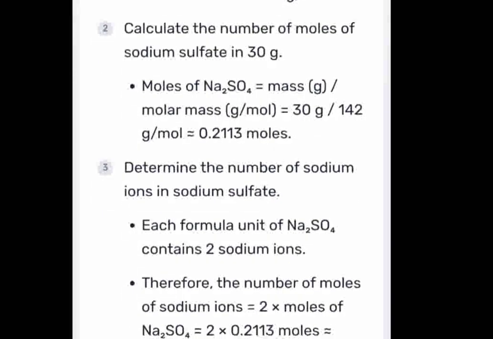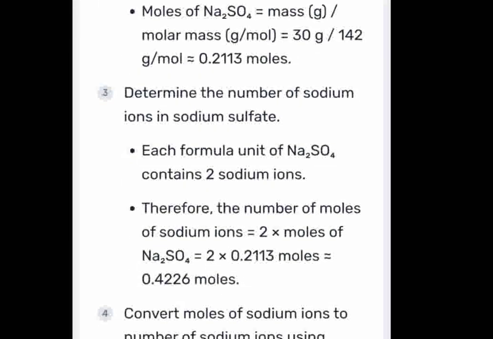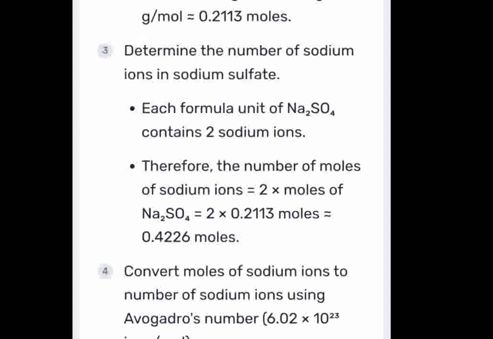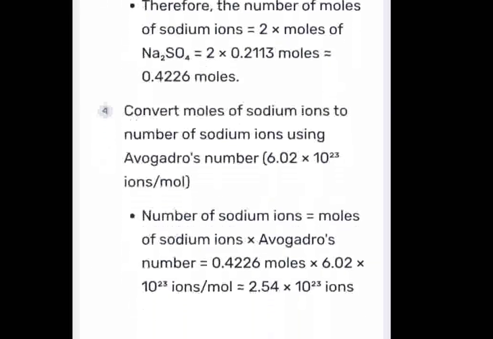So we calculated the moles: mass divided by molar mass. Here we have the number of moles. Because each mole produces two ions, we multiply the value by 2, and there we have 0.4226, and then multiply it with Avogadro's number, and there you get your answer.